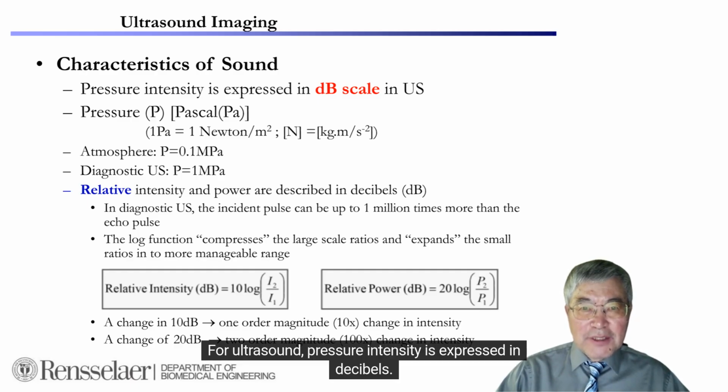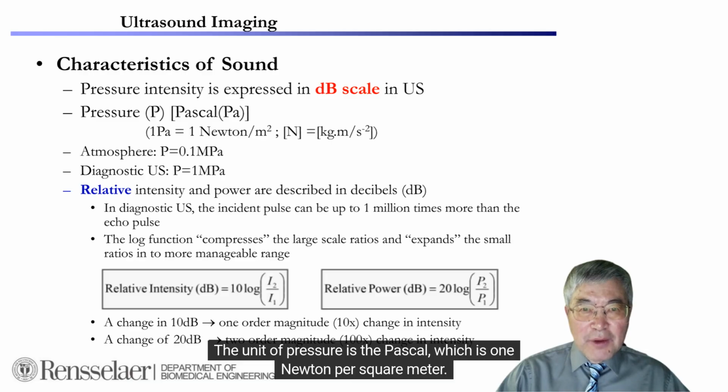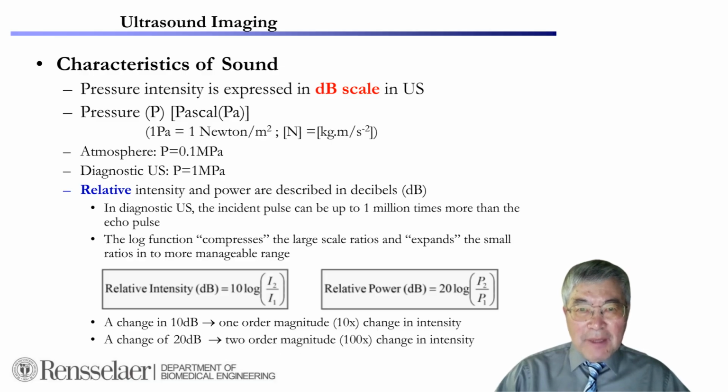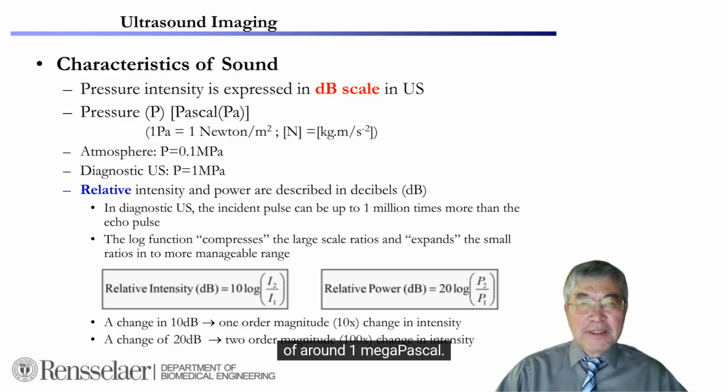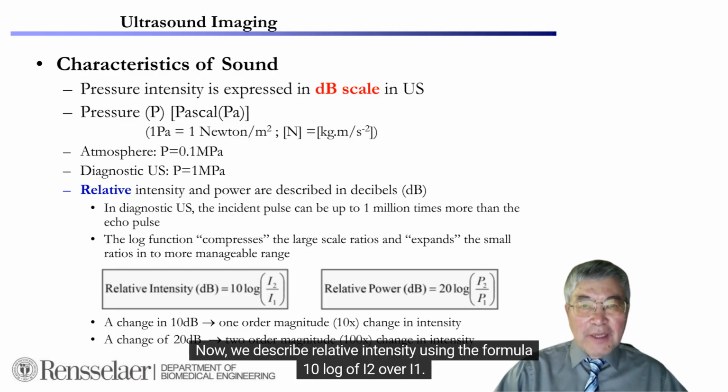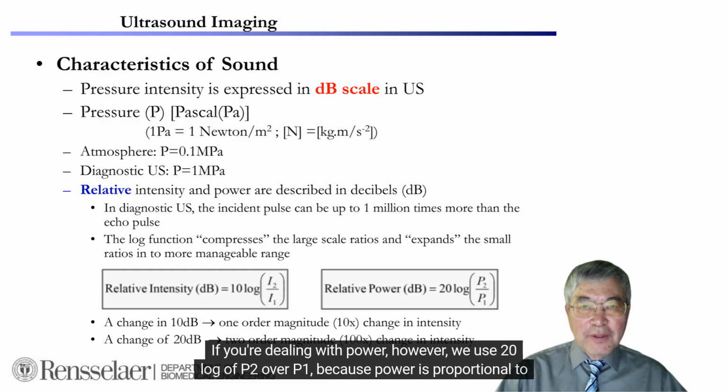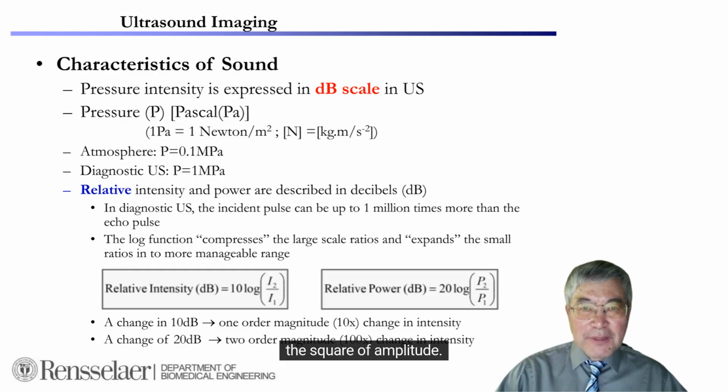For ultrasound, pressure intensity is expressed in decibels. The unit of pressure is the Pascal, which is 1 Newton per square meter. The atmospheric pressure is about 0.1 megapascal, while diagnostic ultrasound can have a peak pressure of around 1 megapascal. Now we describe relative intensity using the formula 10 log of I2 over I1. This represents the change in intensity between 2 points. If you're dealing with power, however, we use 20 log of P2 over P1 because power is proportional to the square of amplitude. Let me explain that part carefully.